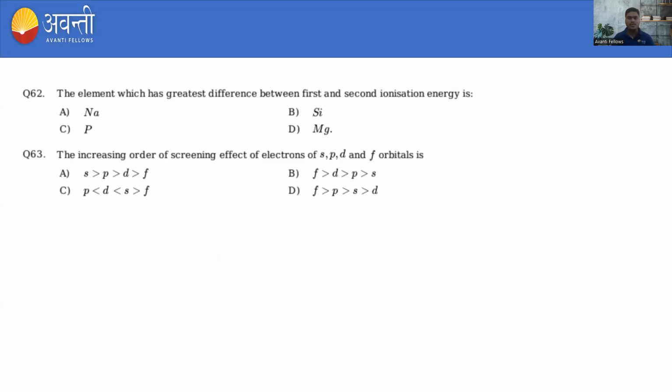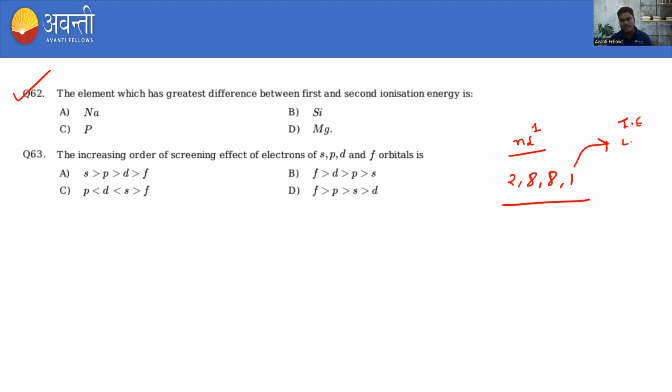Now, let's move to the next question, that is 62. Which element has the greatest difference between the first and the second ionization energy? So you have to find the element which has the greatest difference, right? We all know that this is for the alkali metals, because alkali metals have the general outer electronic configuration of ns1, right? So if you remove one electron, then for the second electron we have to remove another electron, just like in the case of potassium, we have the electronic configuration like this. If you remove one electron from the outermost shell, its ionization enthalpy is very low, right?